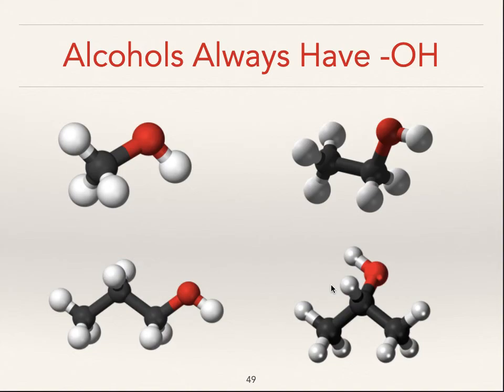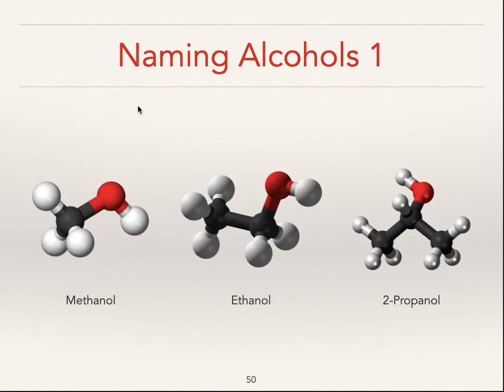We'll see later in this section, you can pull off 2 or 3 or even more hydrogens and replace them with hydroxides, and they're still alcohols. So the first thing you need to be able to do is identify molecules as alcohols. You also have to be able to name some simple alcohols, and the naming is pretty straightforward.